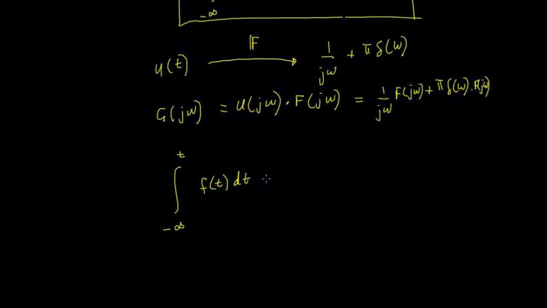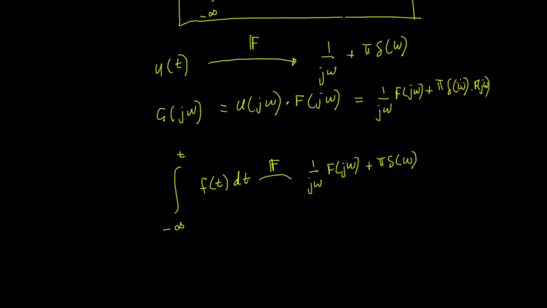So we know the Fourier transform of that. Okay, so the Fourier transform of that is just this one thing here. So it's 1 upon j omega times the F of j omega, plus, now another little extra thing here is we'll have our pi delta omega.